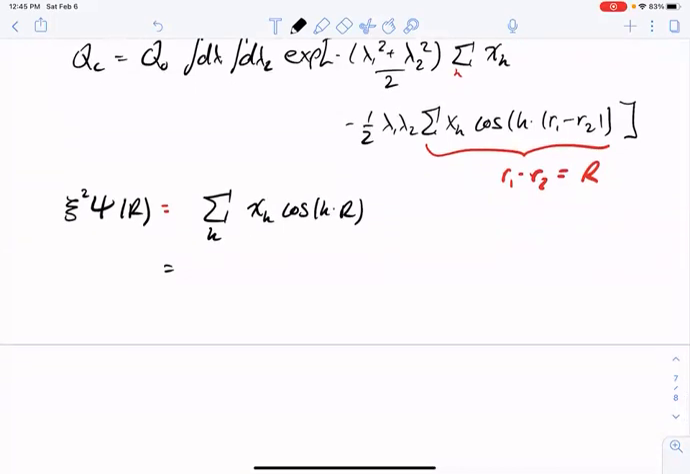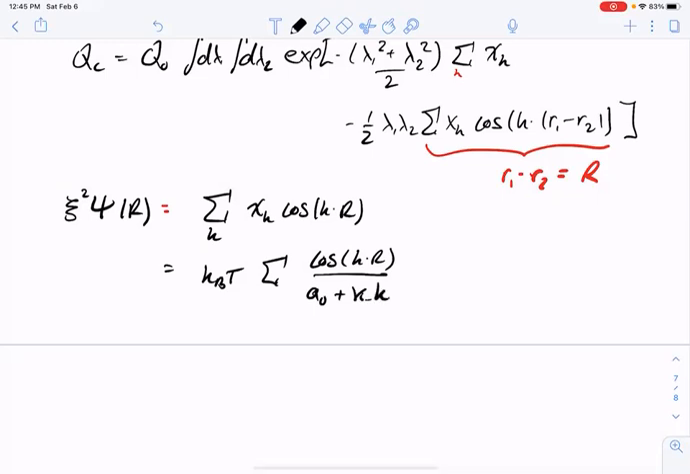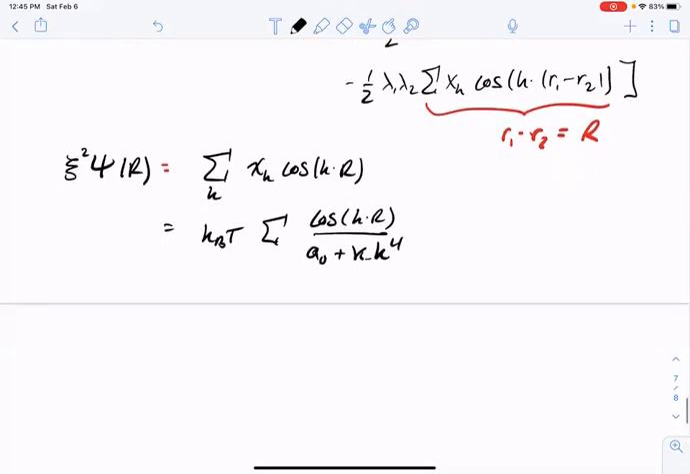Inserting what we mean by chi, we have a factor of kBT, cosine over our A naught plus our bending rigidity k to the 4th. So there's two useful things just to note of this. It's a function of that separation distance. There's an intrinsic length scale that comes out by dimensional analysis of that denominator.